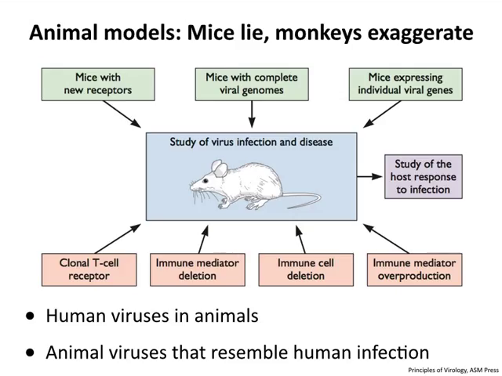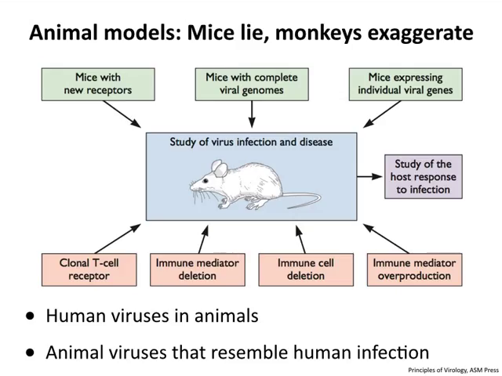And typically what we do is we can take human viruses and get them to replicate in animals. And some ways of doing that are shown here. You can, for example, put a receptor for a virus into a mouse, and that's enough to make the mouse get infected. Sometimes you can put the whole viral genome into the mouse, and it will simulate a virus that's always around, like hepatitis B virus. And sometimes you can put individual viral genes in, and that's enough to duplicate the pathogenesis of infection.